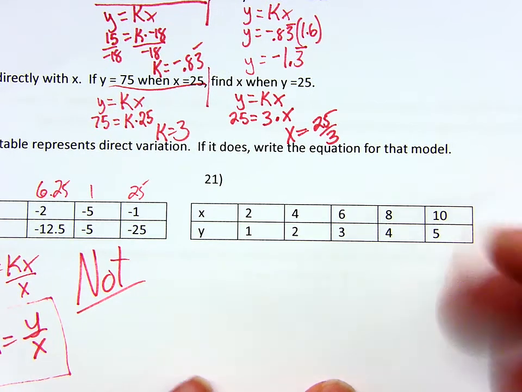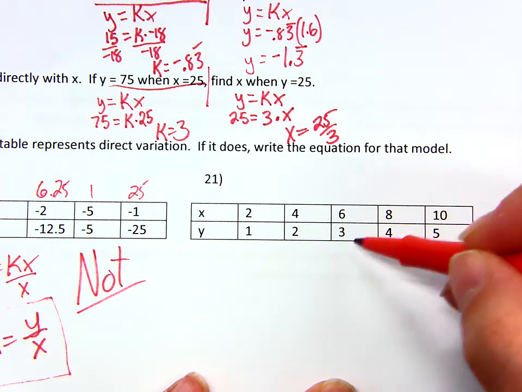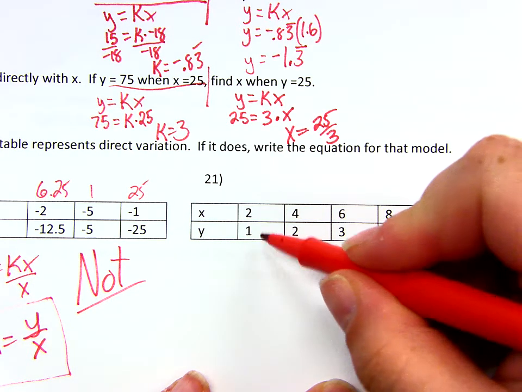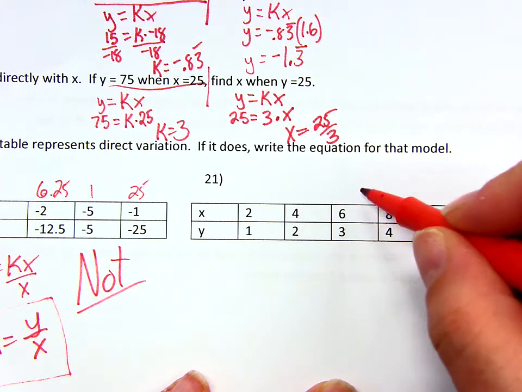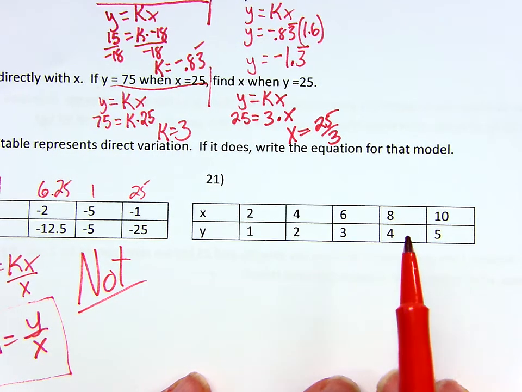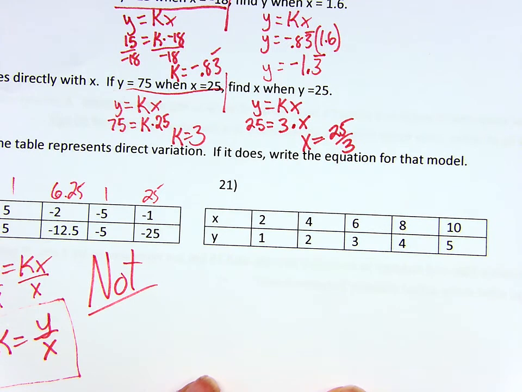However, if we look at the next one, let's see. If you divide y by x every time, you get the same thing. Yes. What is it that you're getting? Oh, careful. You have to do y divided by x. Yeah, y divided by x gives you a half every time.